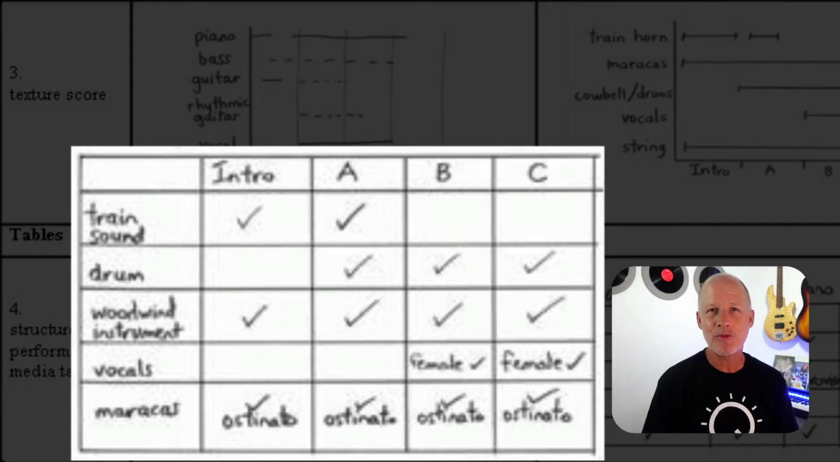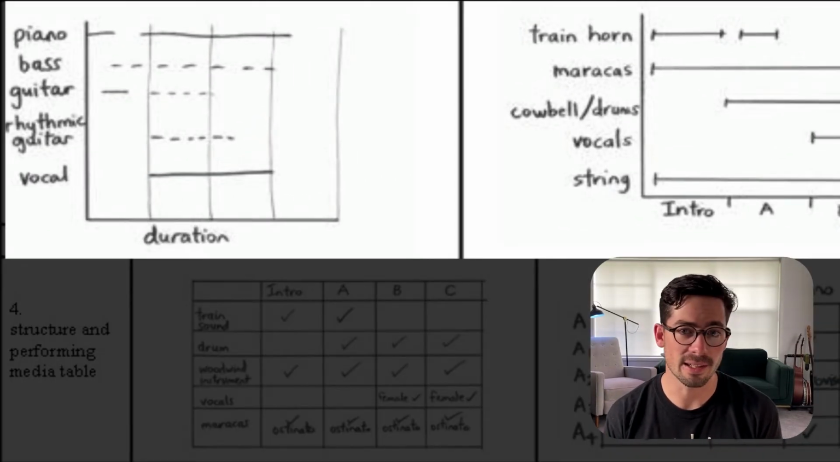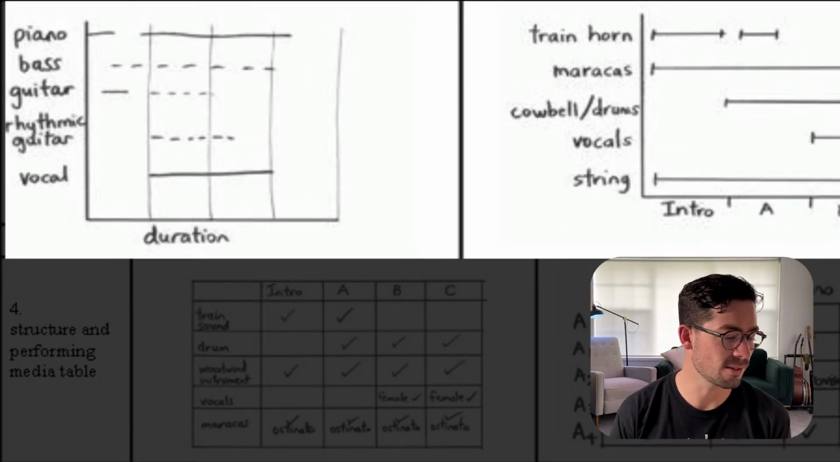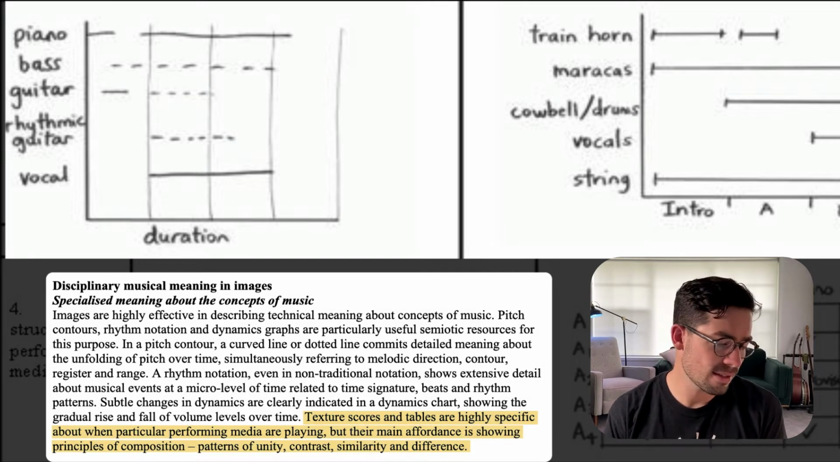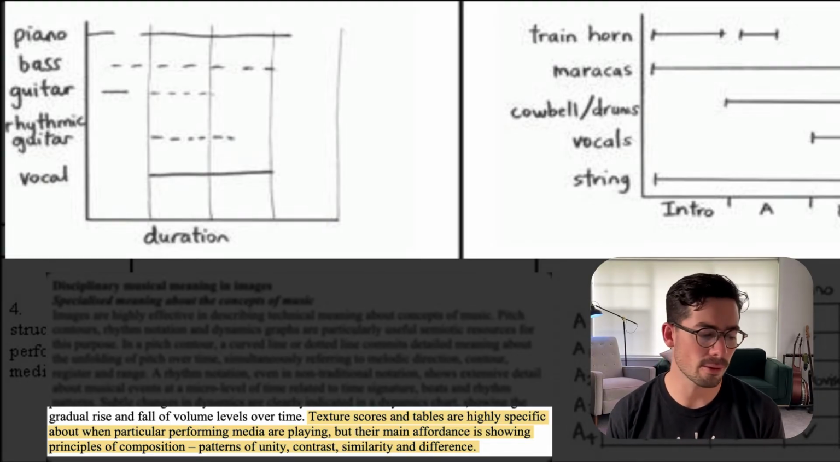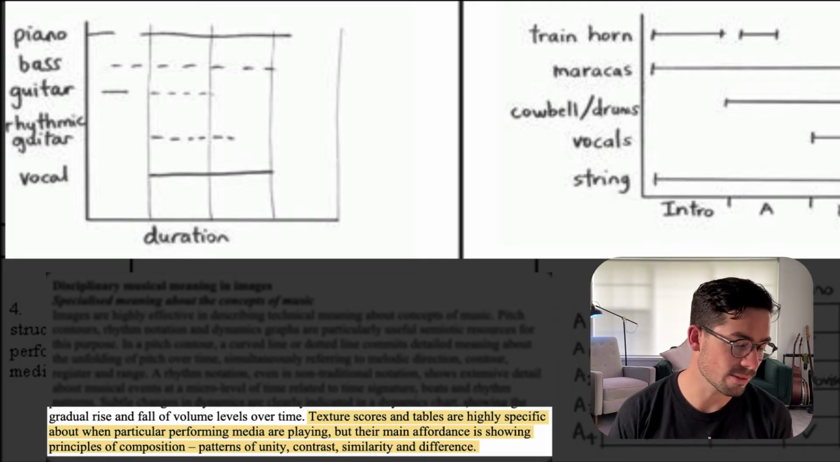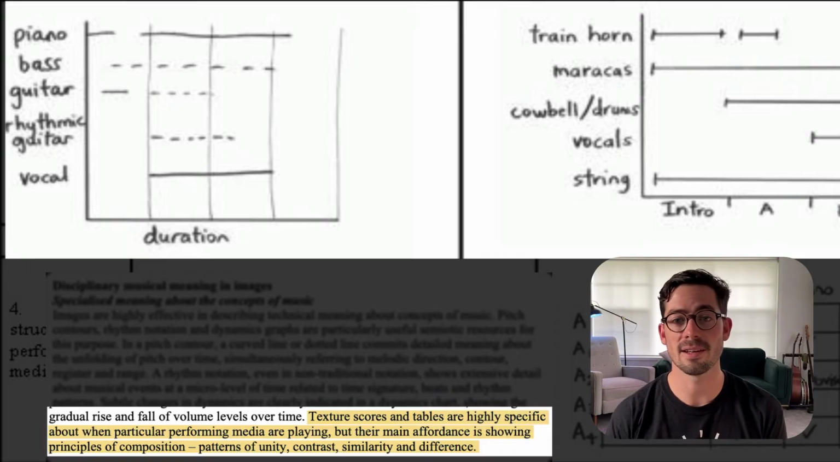This type of table could be applied across many concepts, not just texture. And lastly, graphs can be incorporated, such as texture graphs. In this example, the y-axis is performing media and the x-axis is musical time. Horizontal lines indicate entry and exit points, and texture scores and tables are highly specific about when particular performing media are playing, but their main affordance is showing principles of composition, patterns of unity, contrast, similarity, and difference.